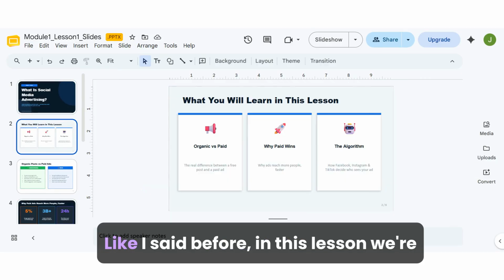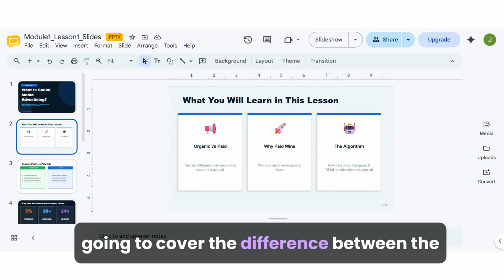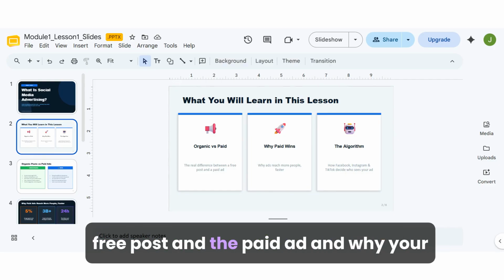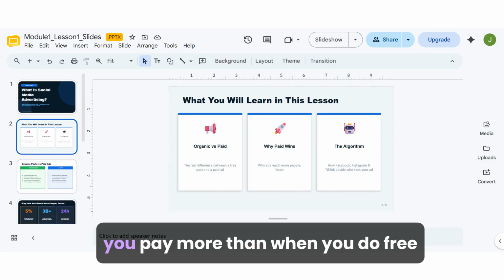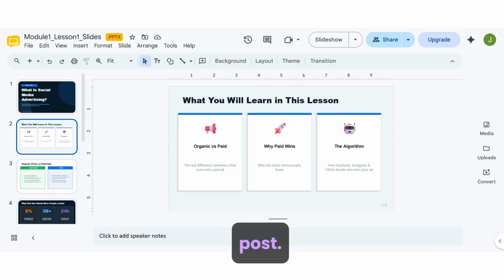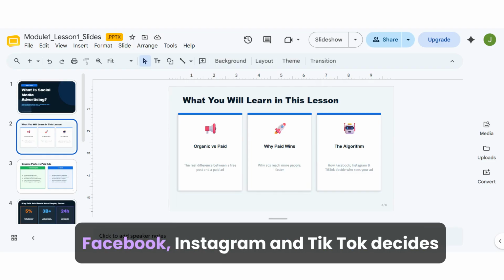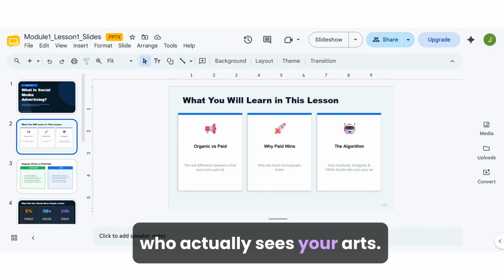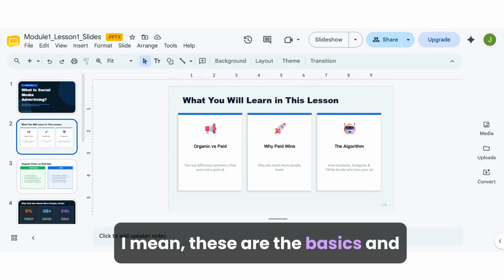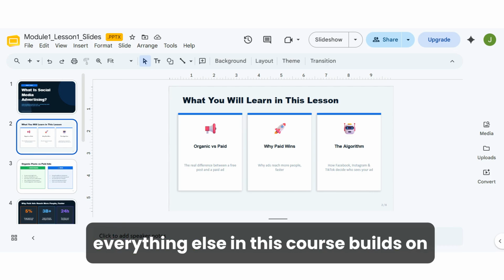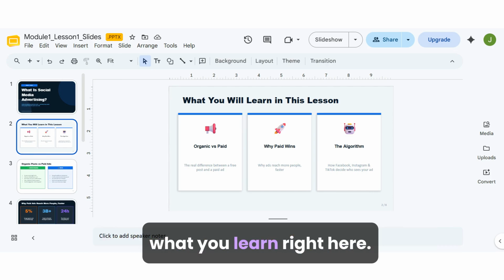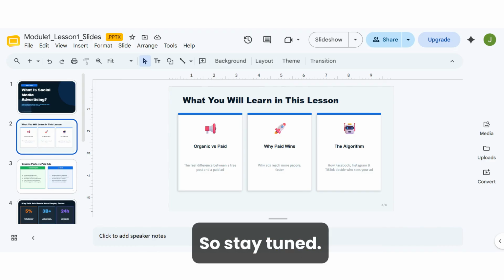Like I said before, in this lesson we're going to cover the difference between the free post and the paid ad, and why your ad is more likely to reach people when you pay than when you do free posts. And how the algorithm on Facebook, Instagram, and TikTok decides who actually sees your ads. These are the basics, and everything else in this course builds on what you learn right here. So stay tuned.